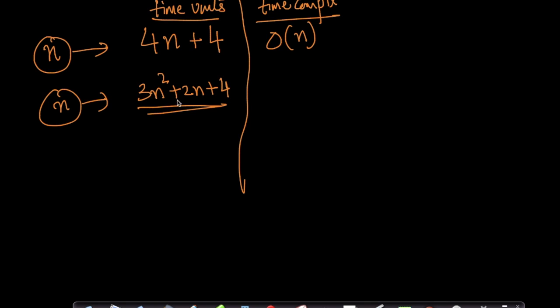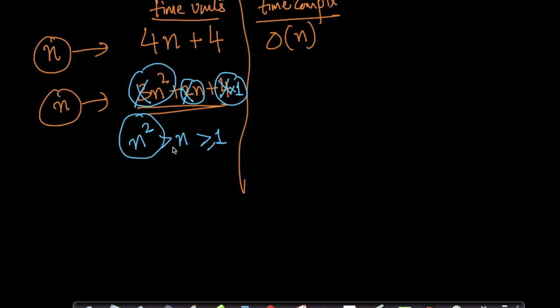We take the largest term. You can think of this as 4 into 1. This you can think of as 2 into n. This is 3 into n square. Now n square is greater than n, because n is a number. I'm just discarding all the constants here, they're not very important. Which is greater than or equal to 1. Now pick the one that is largest. n square is greater than or equal to n, because n is an integer. Take n equals 1. Then what is your n square? Your n square is 1, which is equal to 1.